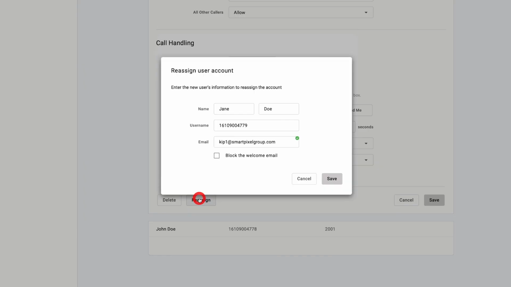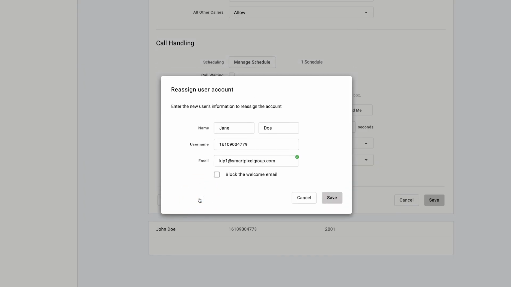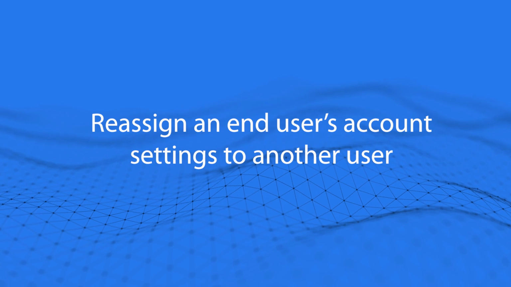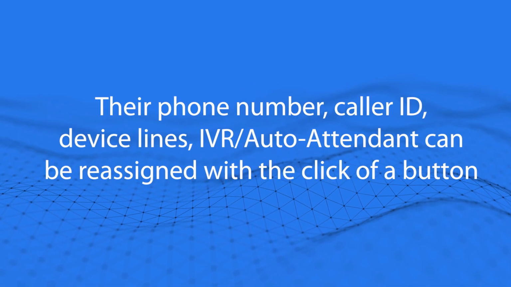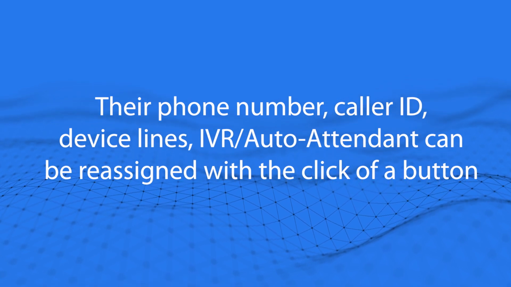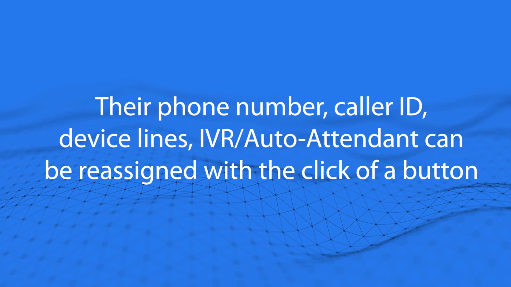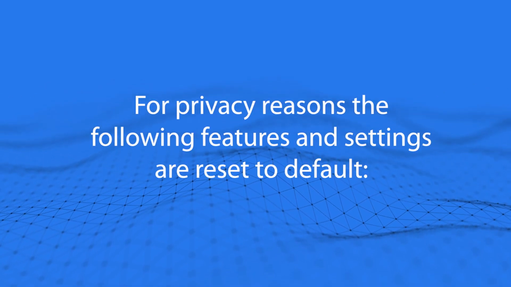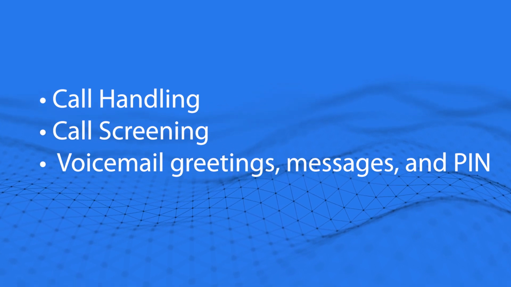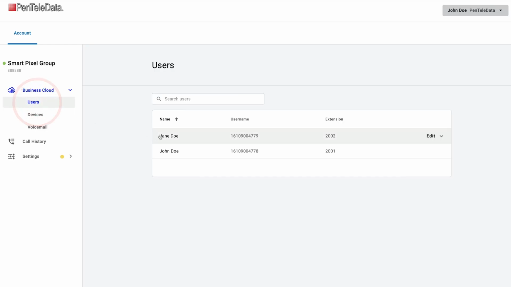At the bottom of this screen, and the next couple of screens, is a Reassign button. This feature allows you to reassign an end user's account settings to another user. So, if one employee leaves the organization, their phone number, caller ID, device lines, IVR/auto attendant references, etc., can be reassigned to their replacement with the click of a button. For privacy reasons, the following features and settings are reset to default: call handling, call screening, voicemail greetings, messages, and PIN.